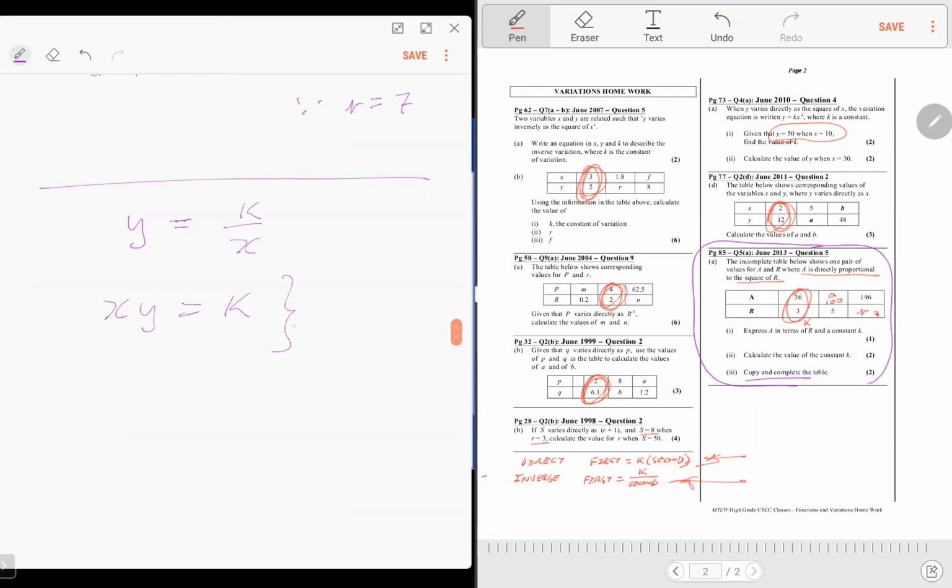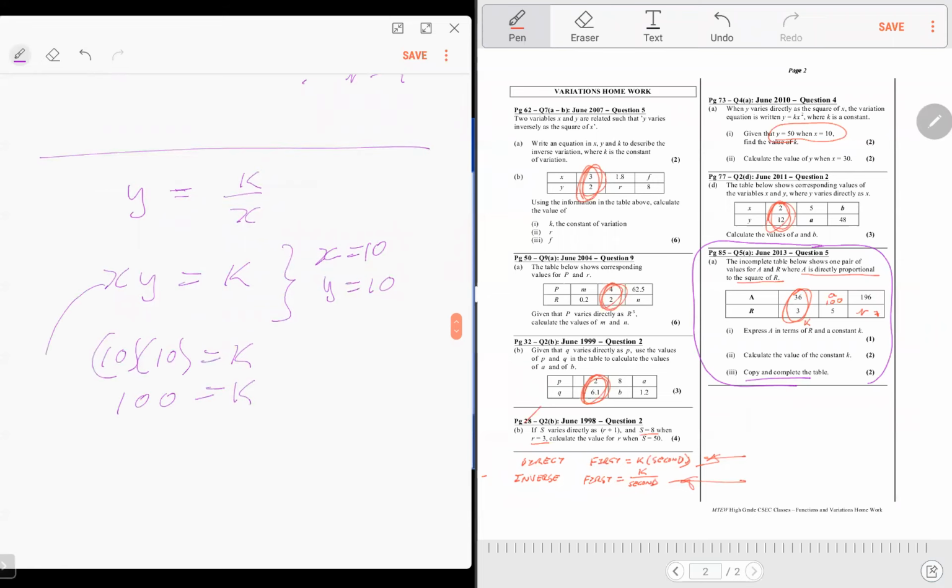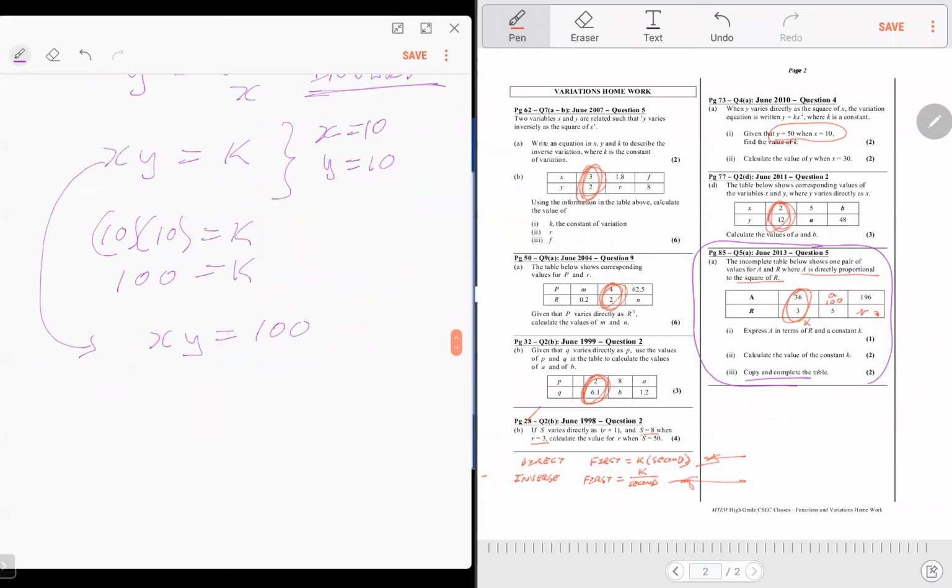So then give me some values. Someone says when x equals 10, y equals 10. So they tell me that as my known pair. It means that 10 times 10 would equal k. So k would equal 100, right? So my formula would really be that xy equals 100. Remember, this is inverse variation.